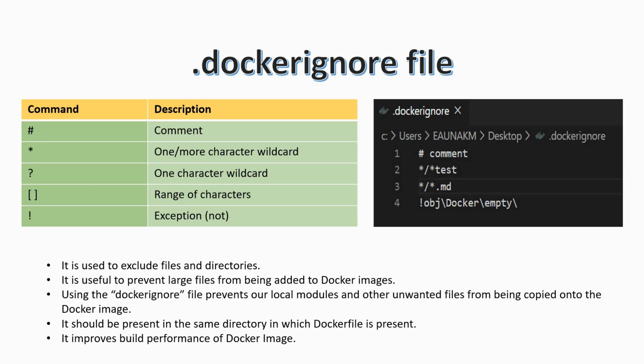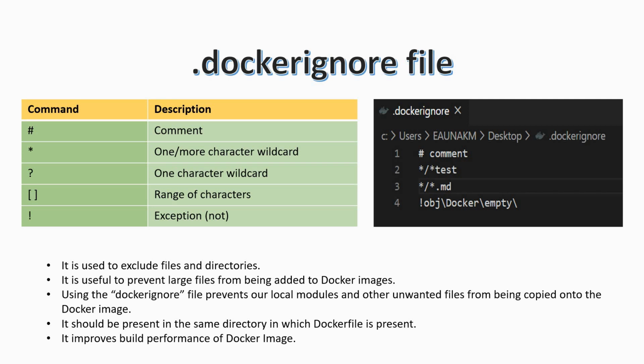Now we will learn about the dockerignore file, which is used to exclude some files and folders that we don't want in our Docker image. It will prevent large files from being added to the Docker image. It will also exclude unwanted files and some local modules that we don't want copied onto a Docker image. The thing that we must keep in mind is that the dockerignore file must be present in the same directory as the Dockerfile.